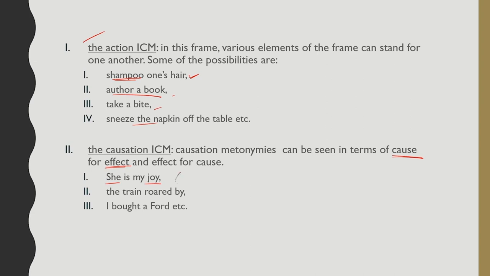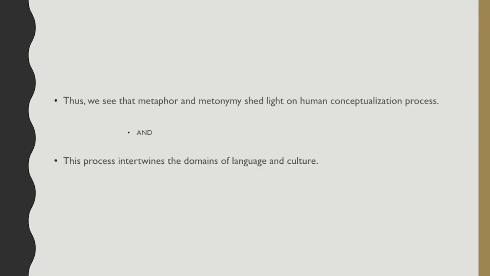The entire frame here is the relationship. It can be any other relationship as well, a romantic relationship as well as a mother-daughter, parent-children relationship and so on and so forth. So, she is my joy, she is one part who causes that. So, the cause and the effect relationship. Similarly, the train rode by, the train is creating the noise. So, we are using that as a mapping.